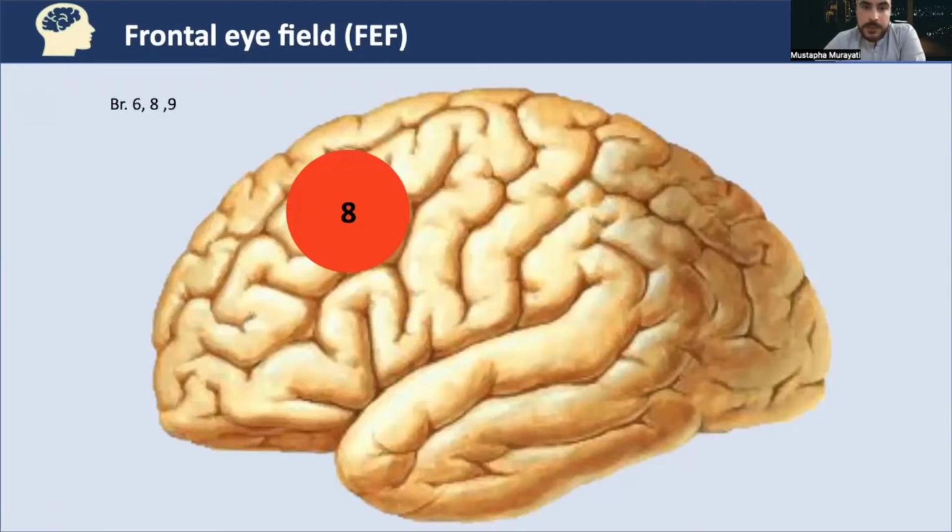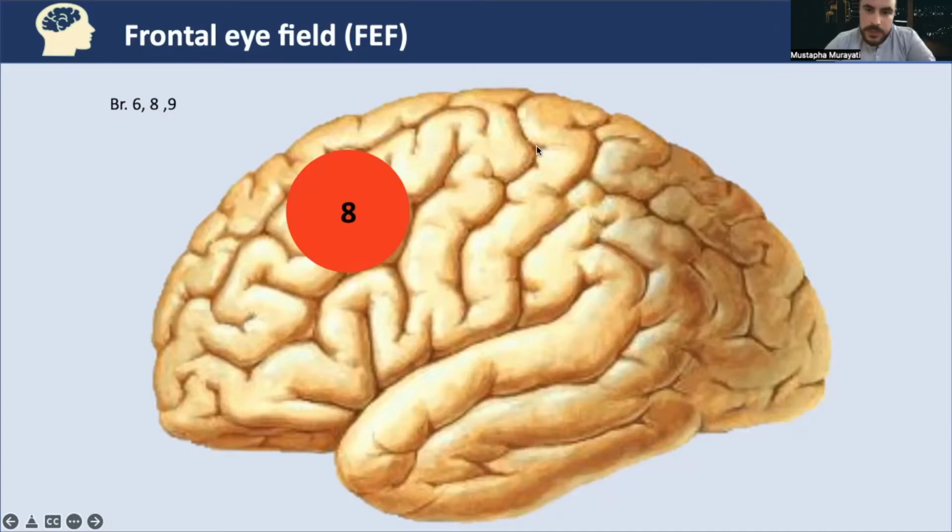Now, one of the important functional areas in the frontal lobe is the frontal eye field, or the FEF. It represents Brodmann area number 8, as I mentioned, though some references tell us 6, 8, and 9 Brodmann areas. So it's located in the middle frontal gyrus. This is the middle frontal gyrus, just anterior to the area represented for the face in the precentral gyrus.